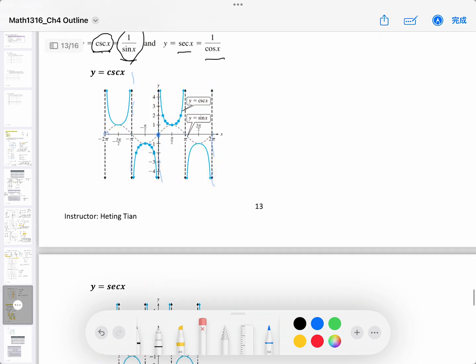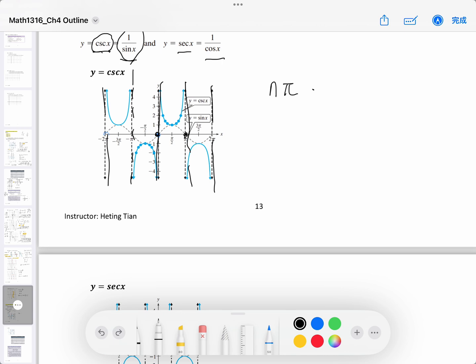For the cosecant, what is the domain of the function? Domain means all the x values. That means x is not equal to these vertical asymptotes. These vertical asymptotes are at integer n times pi. You see 0 times pi, 1 times pi, -1 times pi, 2 times pi, -2 times pi. So x is not equal to n times pi.